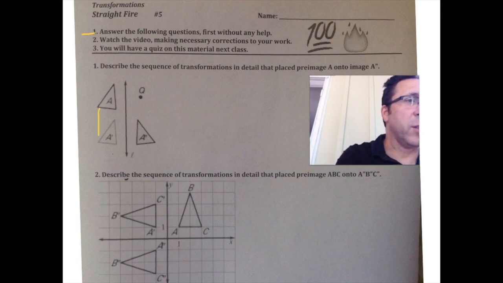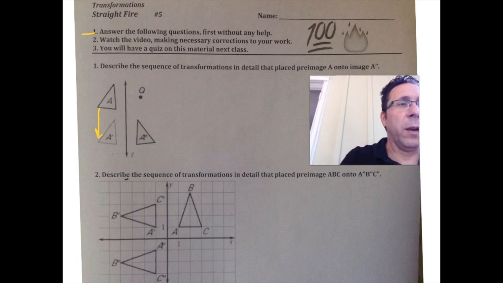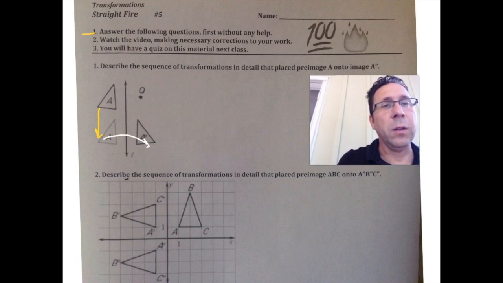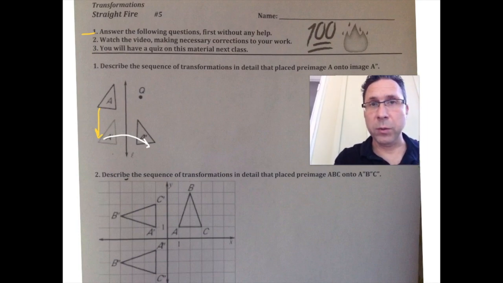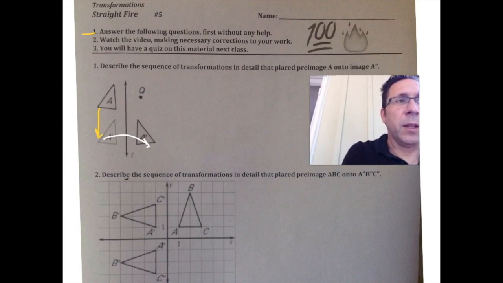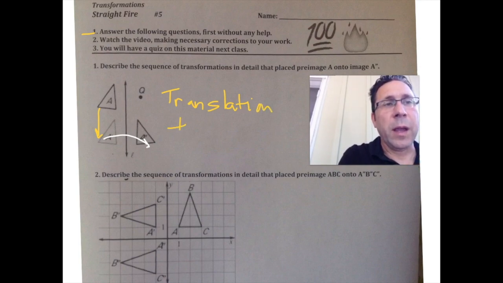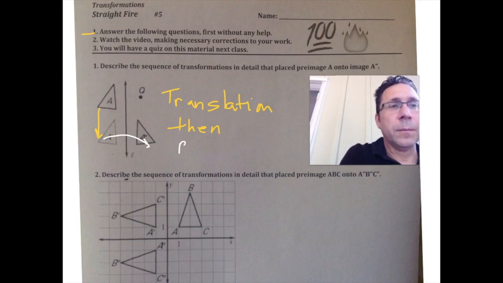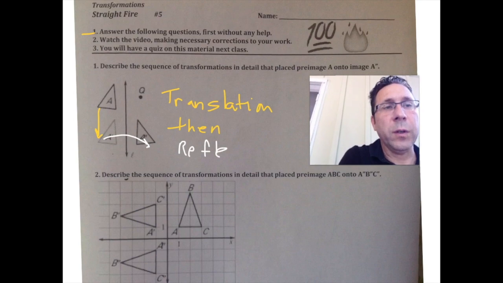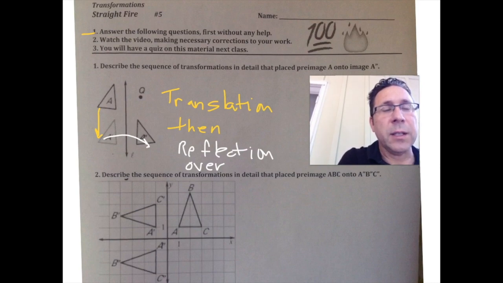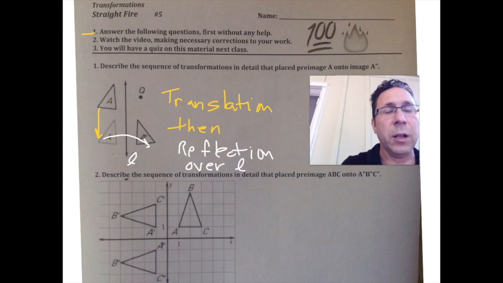So in this question right here, it's a slide downward followed by a reflection over the line L, and the math vocabulary that we'll use for this will be that it begins with a translation, which is a slide, and then afterwards it's followed up with a reflection over the line that's there. It's not the y-axis, it's nicknamed line L, so it's a reflection over line L.